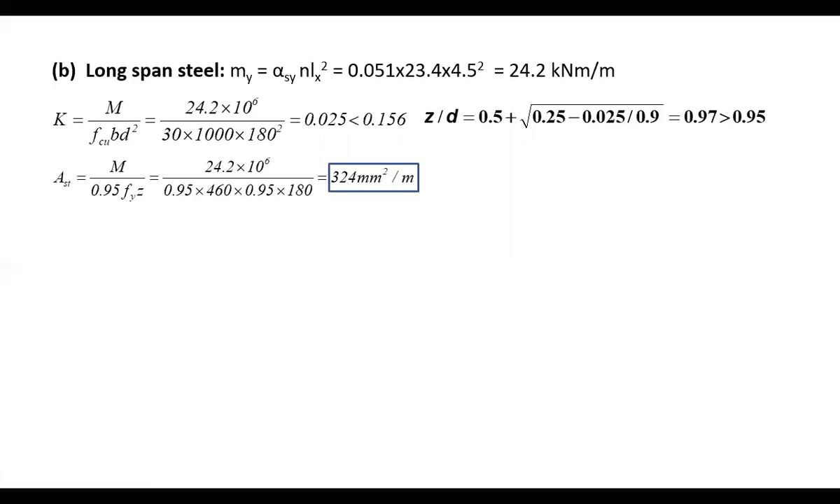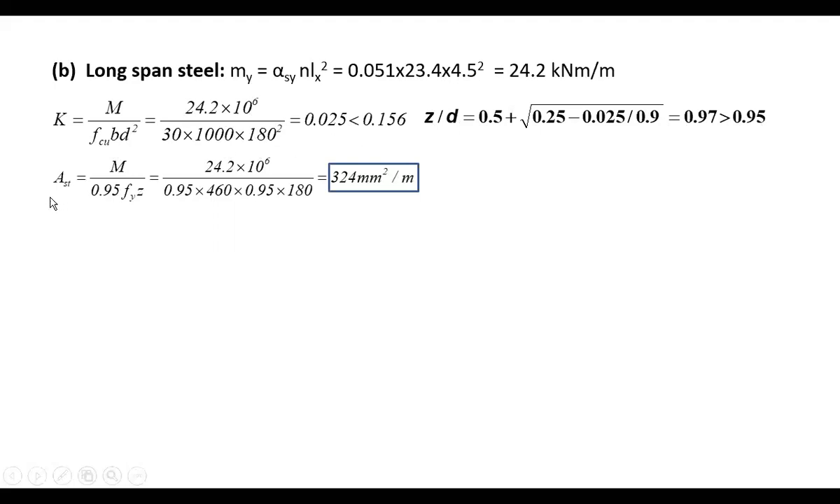Okay, so by substituting these values here, again, we can calculate the K. The K in this case is even lower than the previous one because the moment is even lower. So calculate z over d. You can find that the z over d in this case was 0.97, which is greater than 0.95. So the code is telling us we cannot take it greater than 0.95. So we'll keep Z equals 0.95 times d.